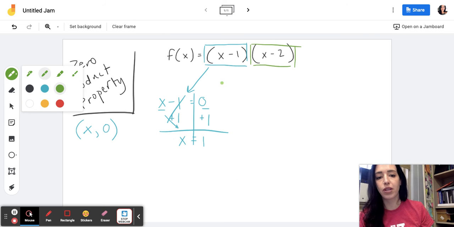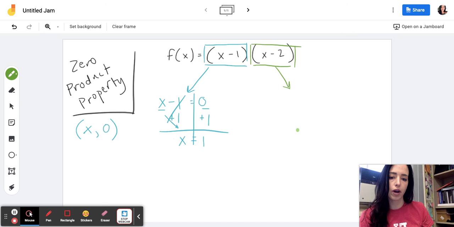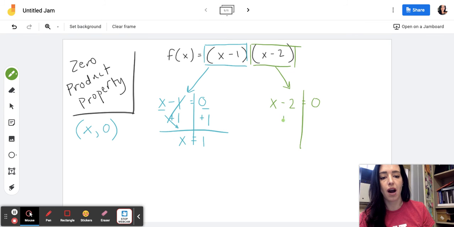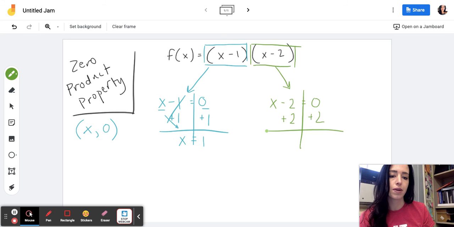And I'm going to do the same thing for the other factor. All right, so again, drop my parentheses, x minus 2 equals 0. The 0 is coming from the y value of an x-intercept always being 0. I'm going to draw my line down the middle. I'm going to use properties of equality to solve. I see subtraction of 2, so I'm going to do the opposite or the inverse operation and add 2 to both sides. Negative 2 plus 2 cancels out. So I'm left with x on this side, and then 0 plus 2 is 2.